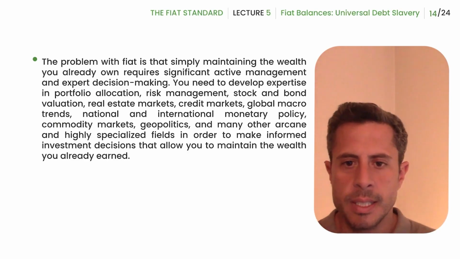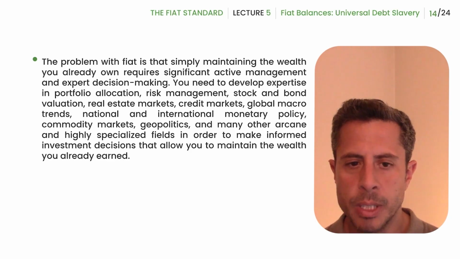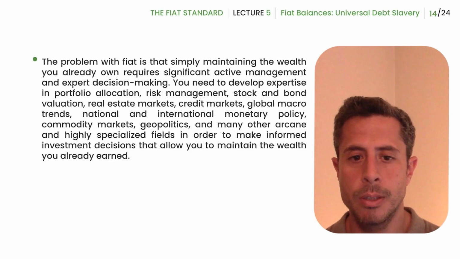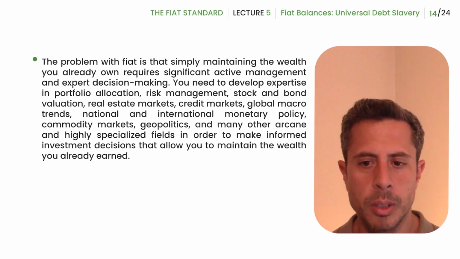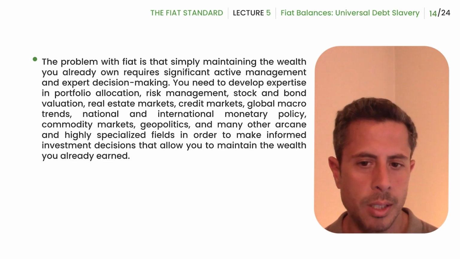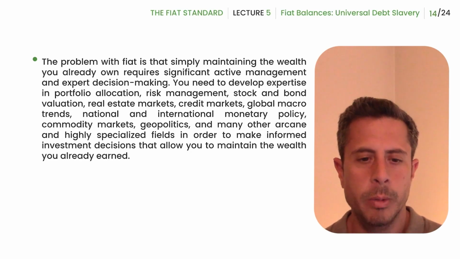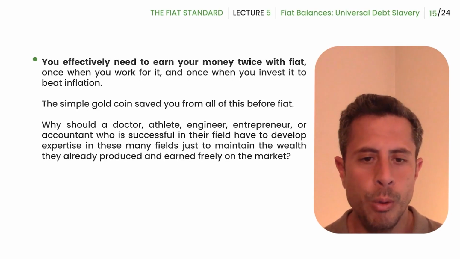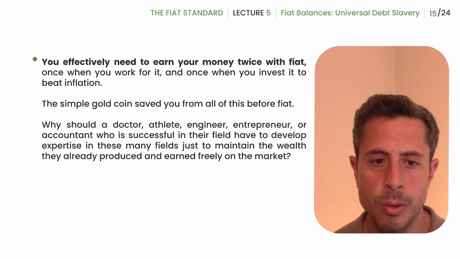So the problem with fiat is that simply maintaining the wealth you already own requires significant active management and expert decision making. You need to develop expertise in portfolio allocation, risk management, stock and bond valuation, real estate markets, credit markets, global macro trends, national and international monetary policy, commodity markets, geopolitics, and many other arcane and highly specialized fields in order to make informed investment decisions that allow you to maintain the wealth you already earned. You effectively need to earn your money twice with fiat, once when you work for it and once when you invest it to beat inflation.